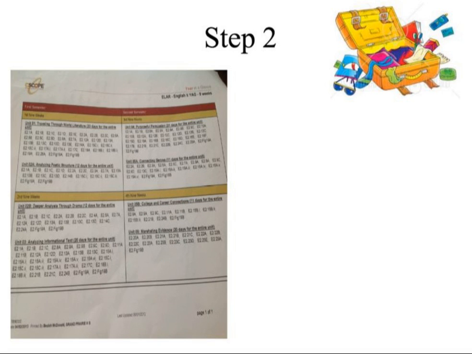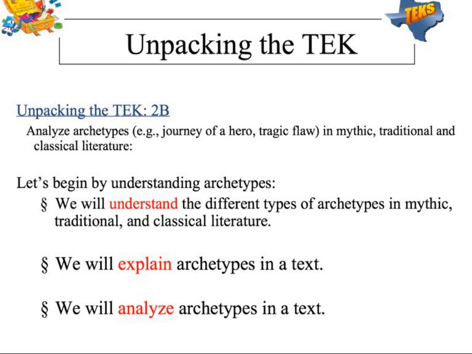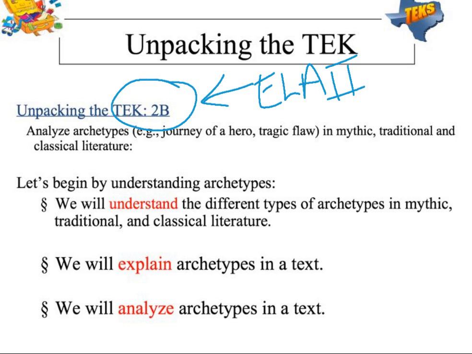So our next step is to simply unpack. So the way that this is going to work, you're going to first look at the TEK. Remember, the state of Texas gives us a list of all the TEKs for your content on the TEA website. That document was given to you at the summer planning. This is TEK 2B. It's an ELA 2 TEK. It says that I'm going to teach students to analyze archetypes in mythic, traditional, and classical literature.